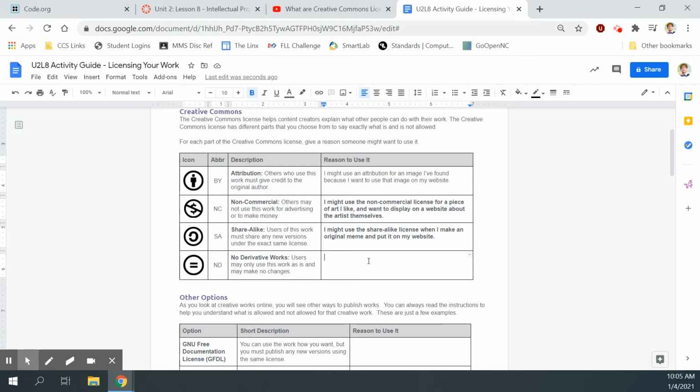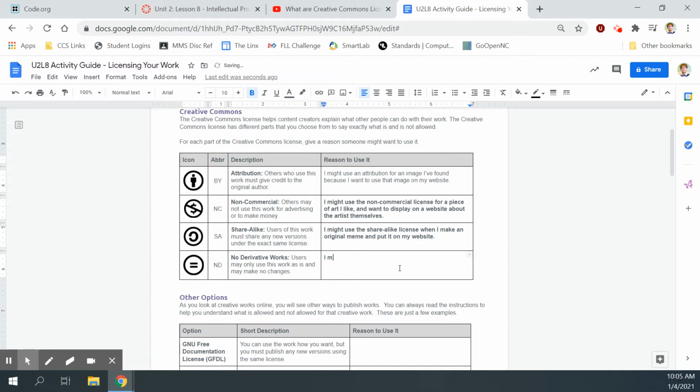You do still need to license that and show that that's by somebody else using this image for the Creative Commons licensing. And then non-derivative works or no derivative works. Users may only use this work as is and may make no changes. Okay, so that means that if you are using their picture or their painting or whatever it may be, then you can't make any changes to it. So like with share alike, you could make changes to it, but with no derivative works, you cannot make changes.